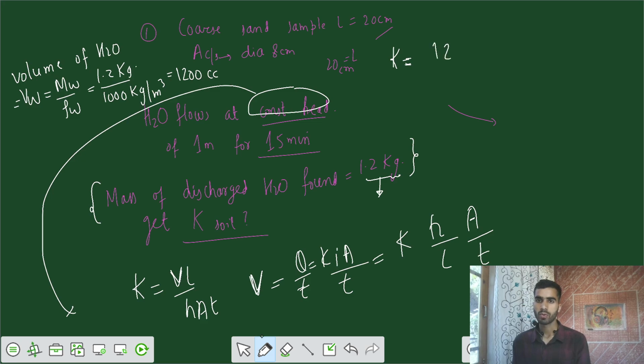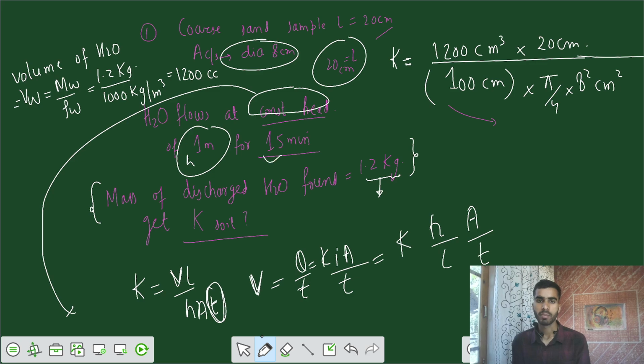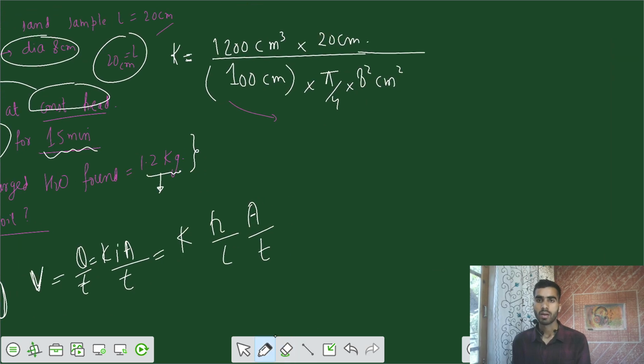So we have this volume of 1200 centimeter cube into L, the sand sample height, 20 centimeters, divided by the head difference H, 1 meter, that is 100 centimeters, into the area of cross section of the sample, pi by 4 into 8 squared centimeters square, into the time t in seconds. How much is that? 15 minutes, 15 into 60, that's 900 seconds.